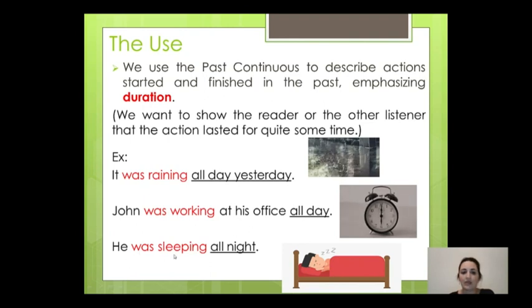Or, he was sleeping all night. He slept through the night.